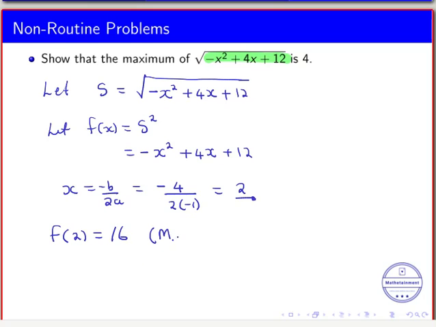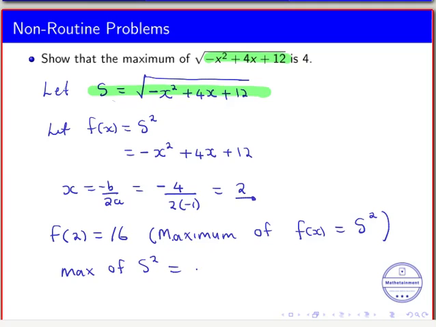And this is precisely the maximum of what? This is the maximum of f at x. And remember, f at x is equal to s squared. So it's not yet the maximum of s, which is what we are required to find. Now that we have seen that the maximum of s squared is 16, this is enough to confirm that the maximum of s is just the square root of 16, which is 4. So we have managed to prove that the maximum of s is 4.